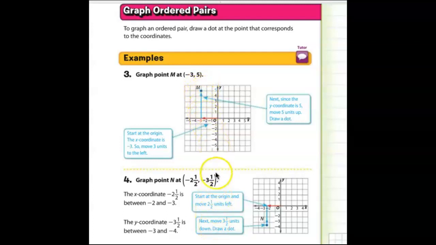right here. Okay, so now it's asking us to graph point N, which was -2 and 1/2 and -3 and 1/2. So again, we start at the origin, and we're going to go over to -2, and then halfway between -2 and -3 is -2.5. Then we're going to go down to -3 and 1/2, which is halfway between -3 and -4, and this is where point N is going to be. And of course, that is actually going to be in quadrant. Okay, if this is quadrant 1, this is quadrant 2. That point has been graphed in quadrant 3, and this final one over here is quadrant 4.